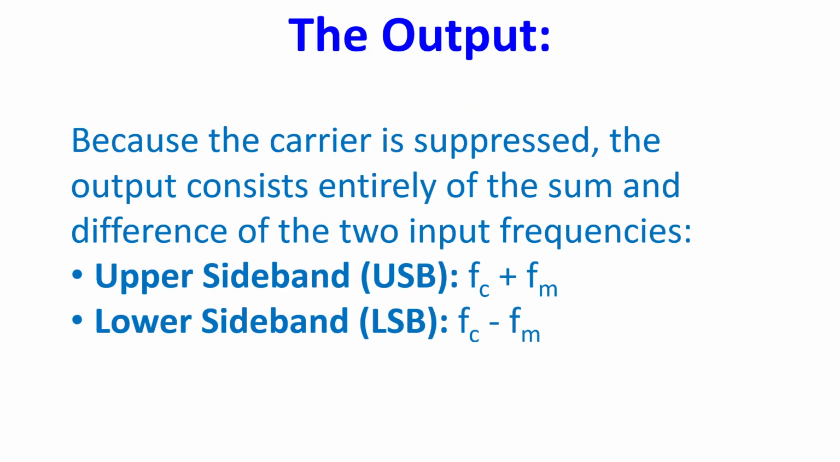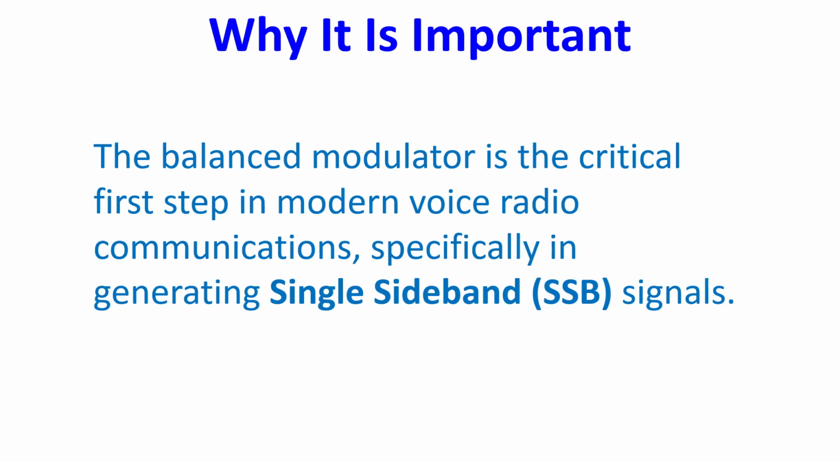Because the carrier is suppressed, the output consists entirely of the sum and difference of the two input frequencies. Upper sideband is carrier frequency plus modulating frequency. Lower sideband, carrier frequency minus modulating frequency. The balanced modulator is the critical first step in modern voice radio communications, specifically in generating single sideband signals.